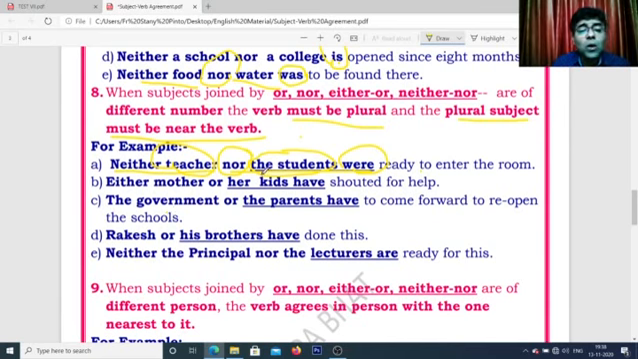Either mother or her kids have shouted for help. See here, either mother or her kids have shouted. For kids is plural, hence have shouted, connected by or, and the plural subject is closer, near to the verb. The government or the parents have to come forward to reopen the schools.